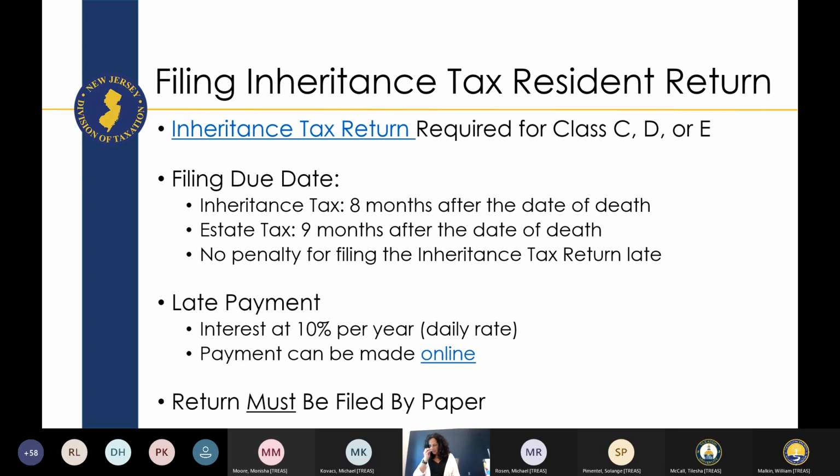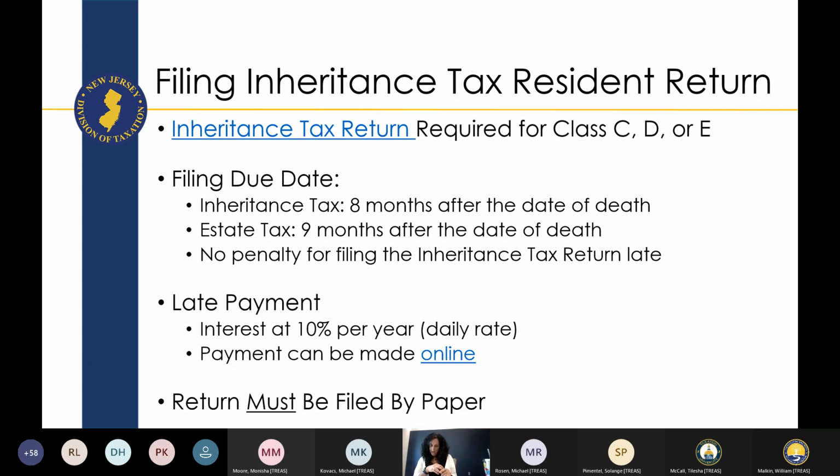So, filing an inheritance tax resident return. For the most part, it is required for classes C, D, and E. When somebody asks what the due date is, we are not on a year-end basis. I think I said that before. Every return has an individual date that it is due. That is 8 months from the date of death. If it is an estate tax, which like I said, we're not dealing with, but I still put it up there, that's 9 months. For the most part, there's not a penalty for being late other than that interest might be due if there is tax that is owed. Interest is owed at 10% per year and it's accrued. So a portion of that would be owed if you're late. You may pay online, however, you must file by paper.